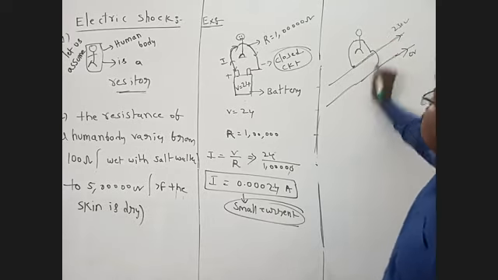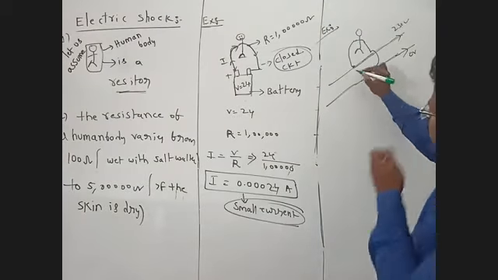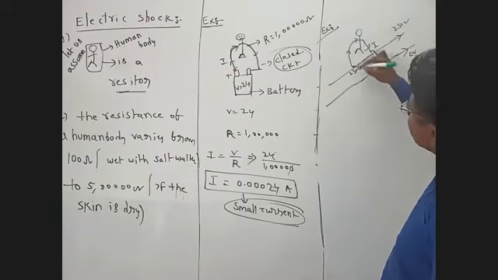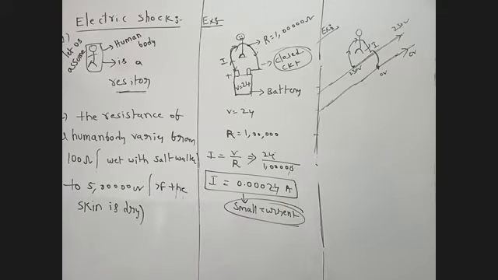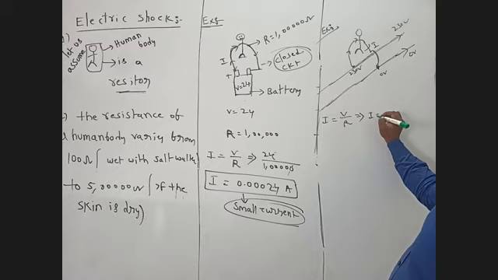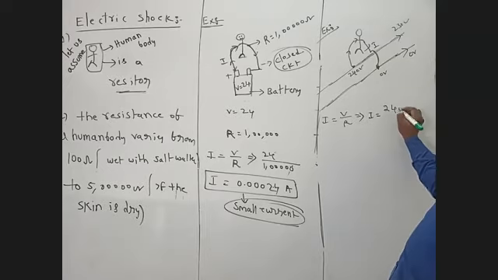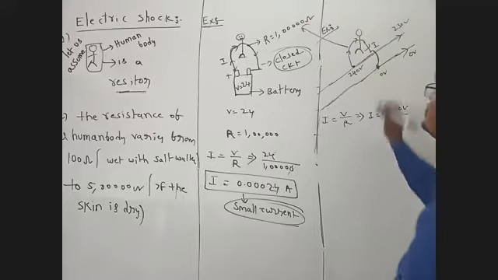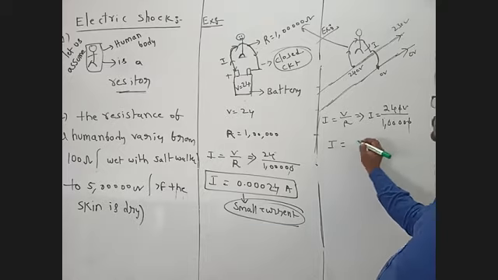For example, this is 230 volts and this is 0 volts. Current flows from high voltage to low voltage. So what is the current? I is equal to V by R. V means 230 volts, or you can take 240 volts, and the resistance of the human body is the same, 1 lakh ohm. The zeros cancel, so I is equal to 0.0024.